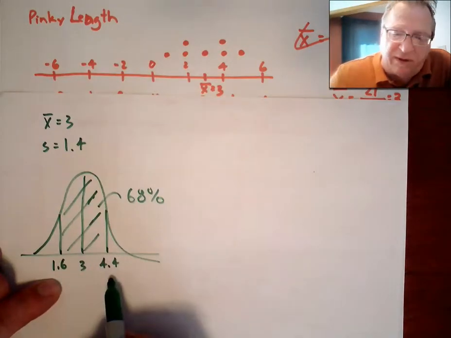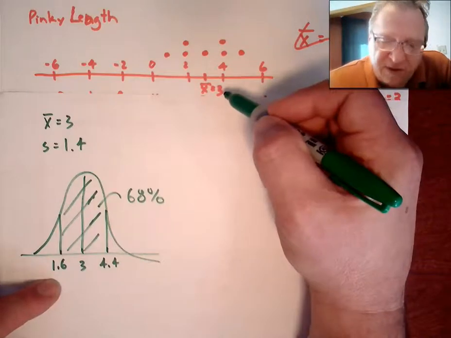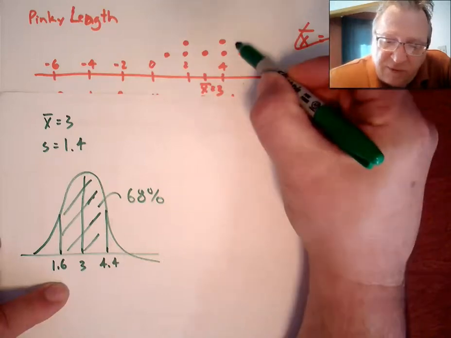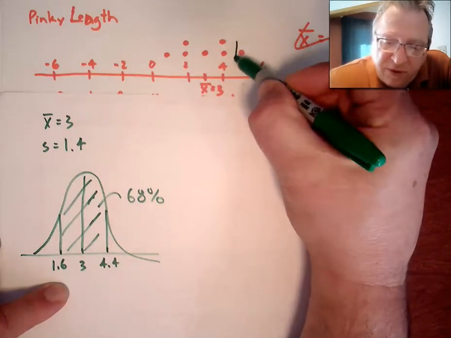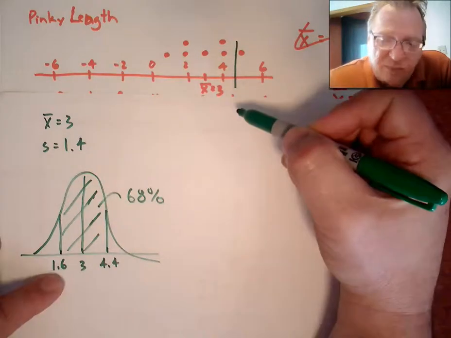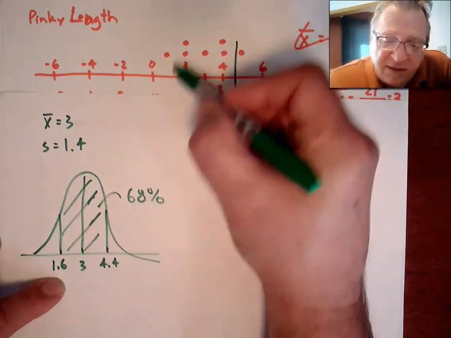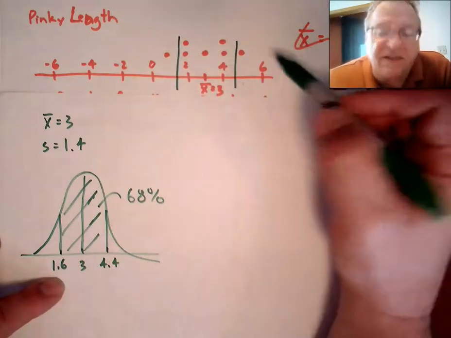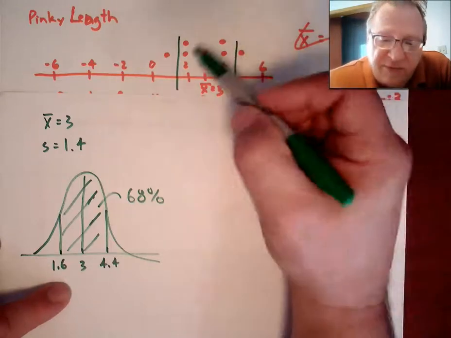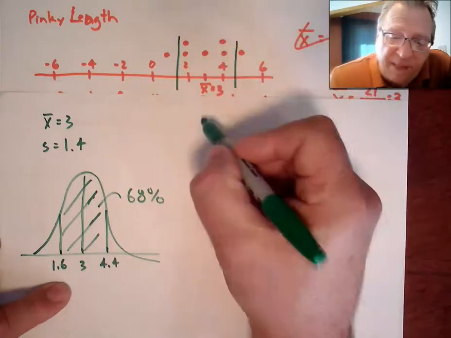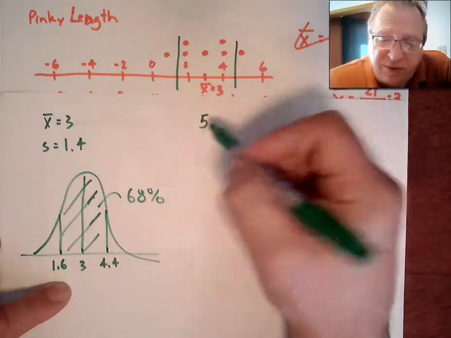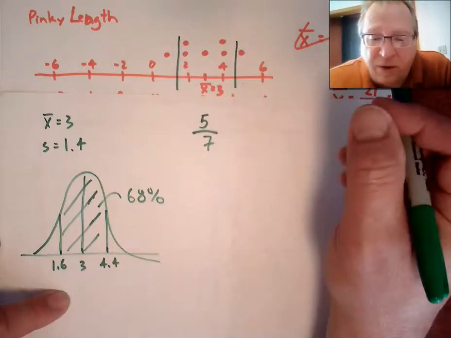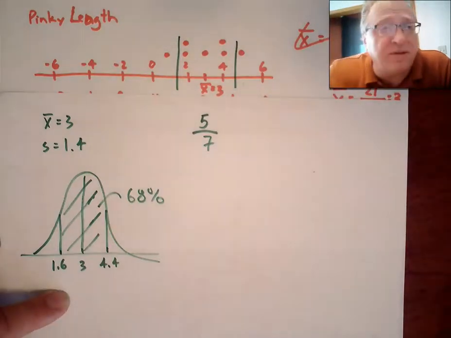Well, let's go back to our number line and let's mark those points. 4.4 is somewhere like that, and 1.6 is going to be somewhere in here. And now let's count how many values we have. 1, 2, 3, 4, 5 within, and we have 2 outside. We have a total of 7. We have 5/7 being within plus or minus 1 standard deviation.